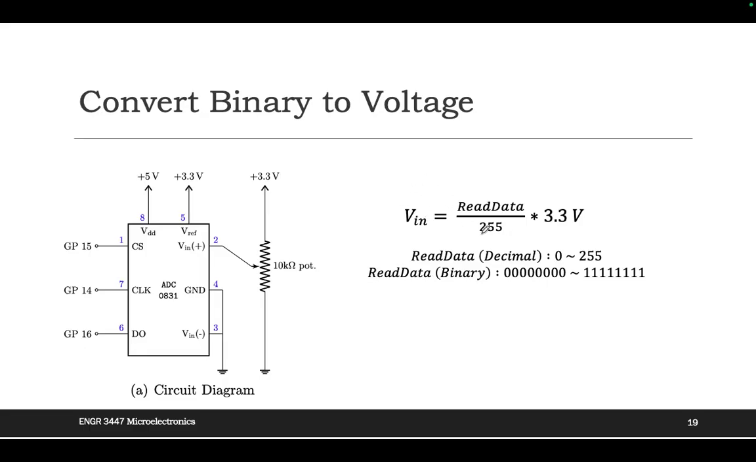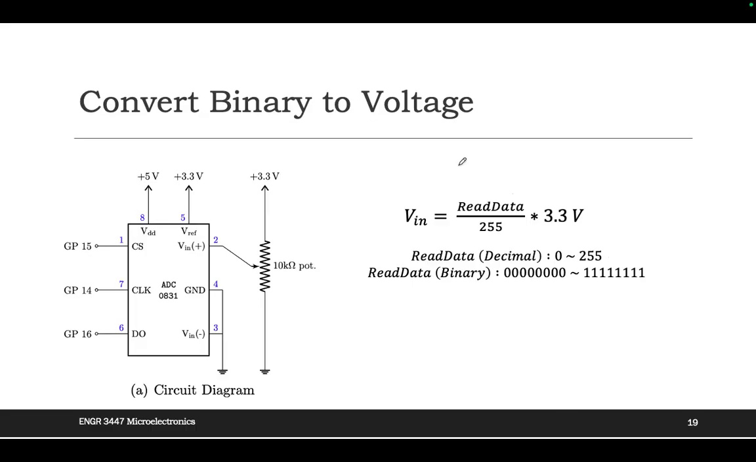Here is the equation. This is the read data. You can use code to print it out, because the Pico W will read the binary number. This binary number can be transferred to decimal. Does that make sense to you? Any questions so far? I think this one you need to calculate by yourself.